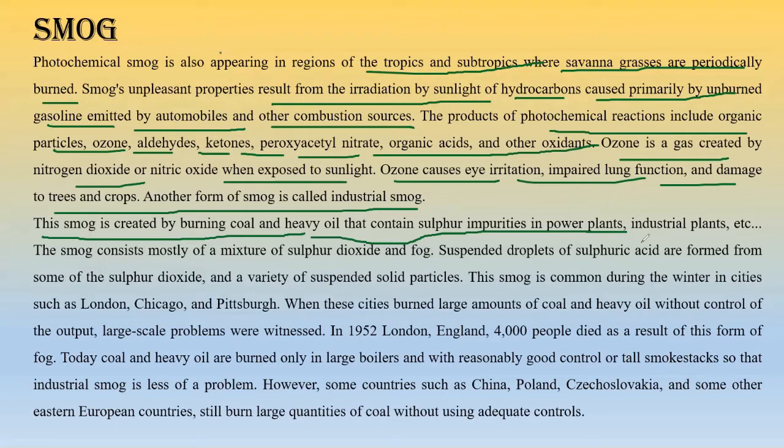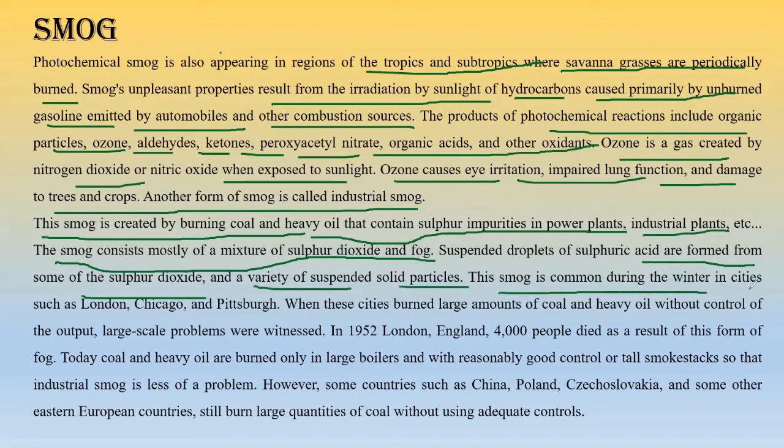Okay. Right now, industrial plants, etc. The smog consists mostly of a mixture of sulfur dioxide and fog. If sulfur dioxide and fog together do something, then it is actually called smog, right? Suspended droplets of sulfuric acid are formed from some of the sulfur dioxide, along with a variety of suspended solid particles.